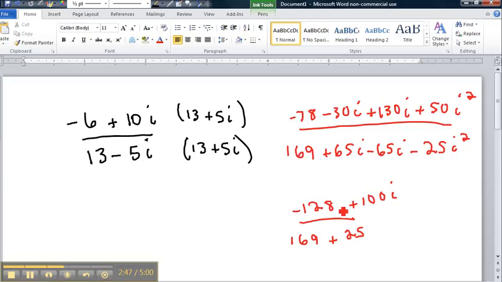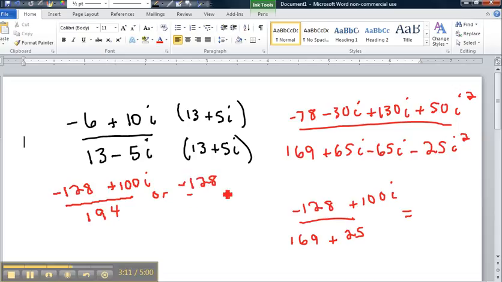Okay, can't do anything else with the numerator. Your denominator, you can add those and you get 194, and I'll write it over here. So it's negative 128 plus 100i over 194. It can be written like this, or depends on how they're giving you the answer. Negative 128 over 194 plus 100i over 194, and this can be reduced.